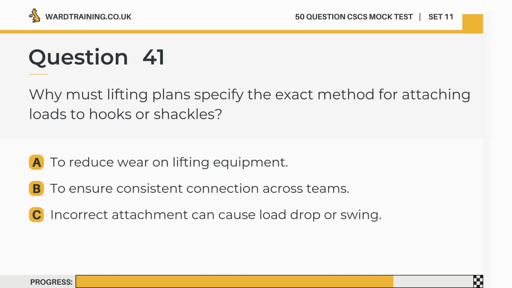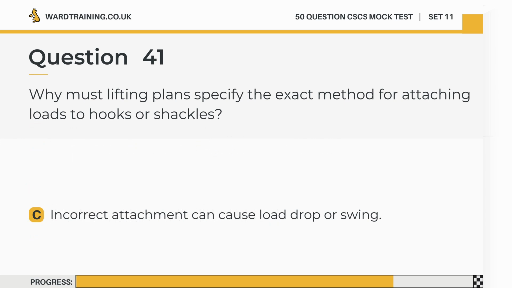C. Incorrect attachment can cause load drop or swing. D. It helps auditors verify lifting history. The correct answer is C. Incorrect attachment can cause load drop or swing.